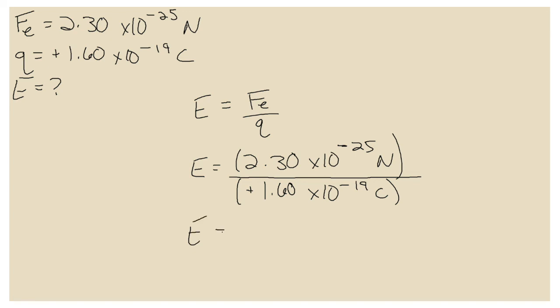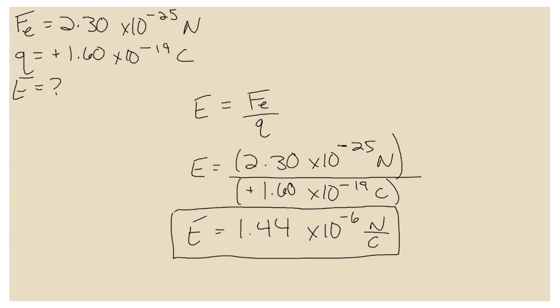And then we do that math here. Notice that because we're dividing, we have to subtract the exponents in scientific notation. And so we get 1.44 times 10 to the negative 6 newtons per coulomb, which is choice 2. Take a second to pause the video here and write that down. And when you hit play, we'll move on.